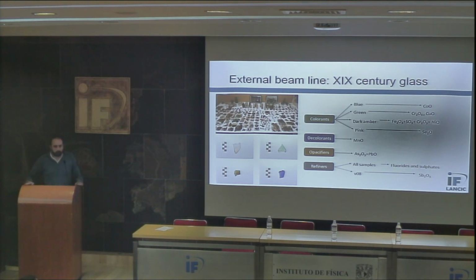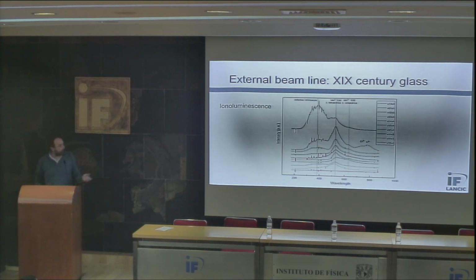And here, the characterization allows us to see even parts per million in concentrations, allows us to see the colorants, decolorants, opacifiers, refiners, apart from the main components. And of interest, it would be the ionoluminescence, which gave some results giving different luminescent patterns, including the intrinsic defects and some impurities present in the different glasses.